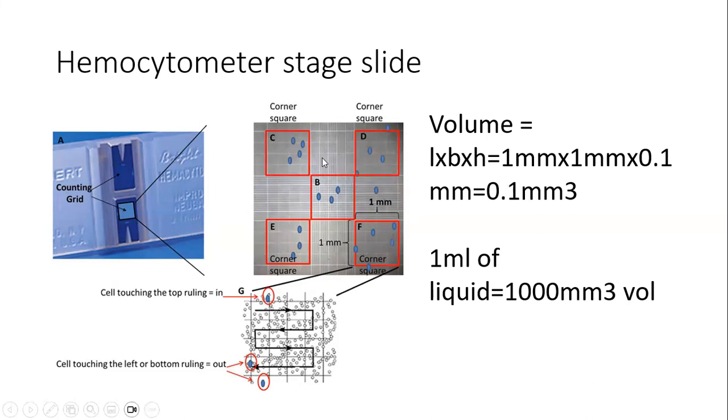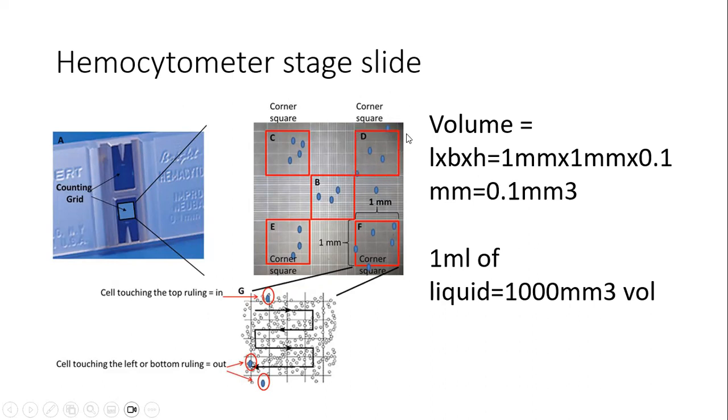The main thing to pay attention to here is the dimensions of each of the chambers. The length of each of these squares is 1 millimeter and the breadth is 1 millimeter, while the depth is 0.1 millimeter. For getting the desired depth, we have to put a cover slip on top of the slide, and then we load our sample. When we load our sample, it will automatically come to a depth of 0.1 millimeter.